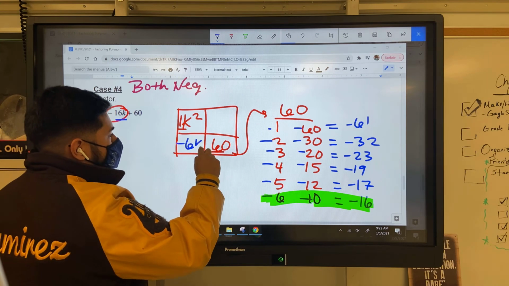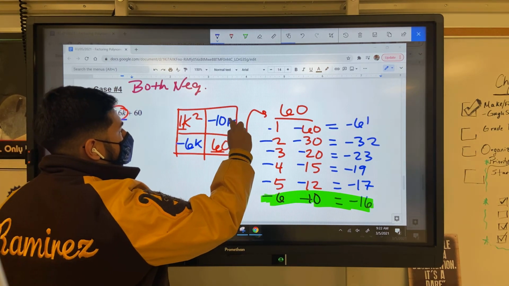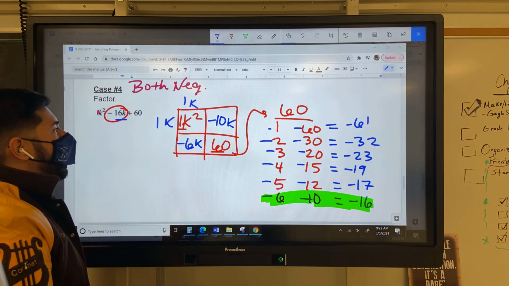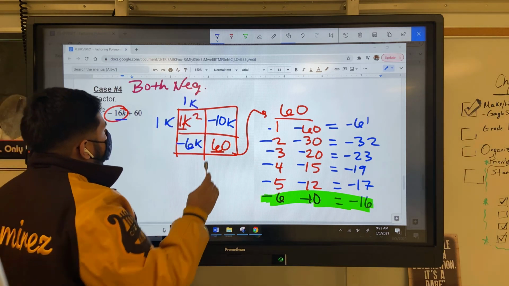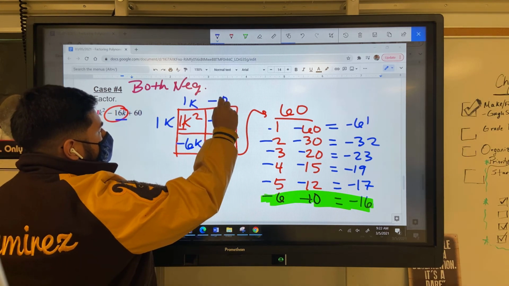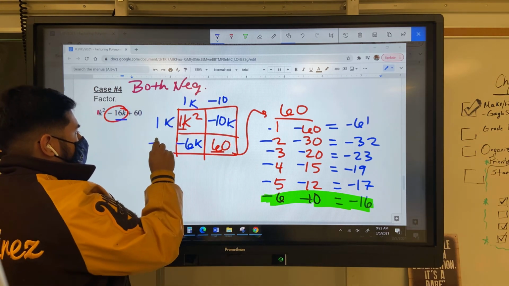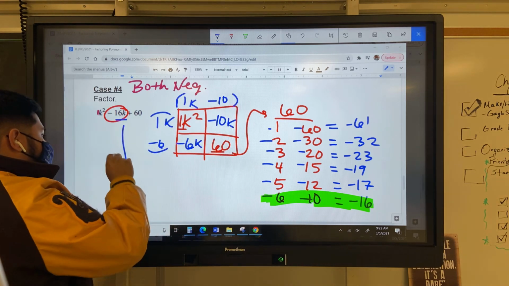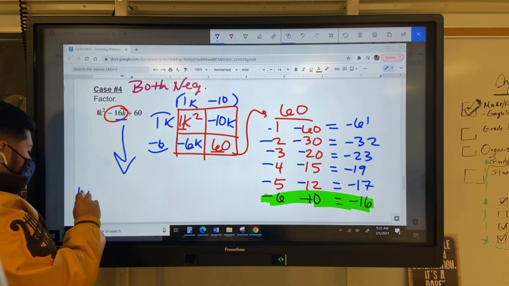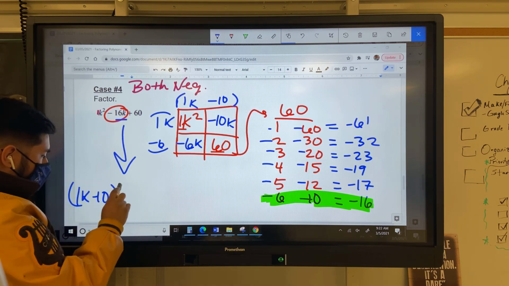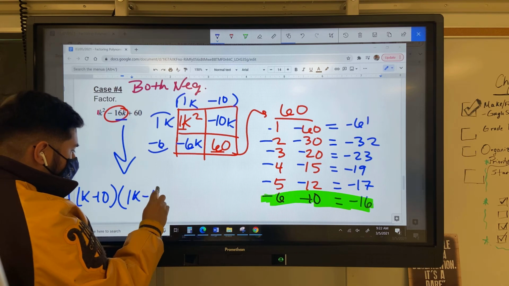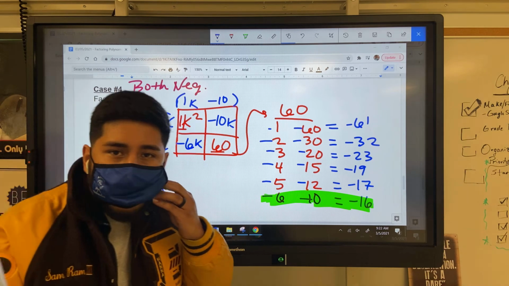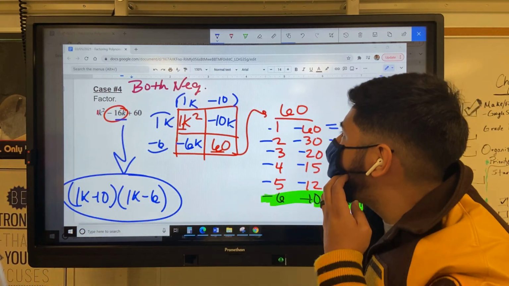Negative 6k, negative 10k. Got 1k, k. And then we just bring out the numbers. 1 times negative 10 gives me 10. 1 times negative 6 gives me 6. 1k minus 10. 1k minus 6. Boom. And those are the cases for today, ladies and gentlemen. Of course, we're going to go more in depth on Monday.